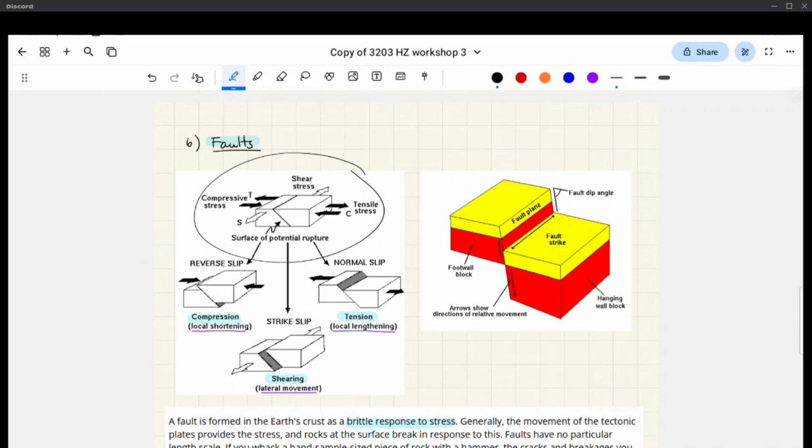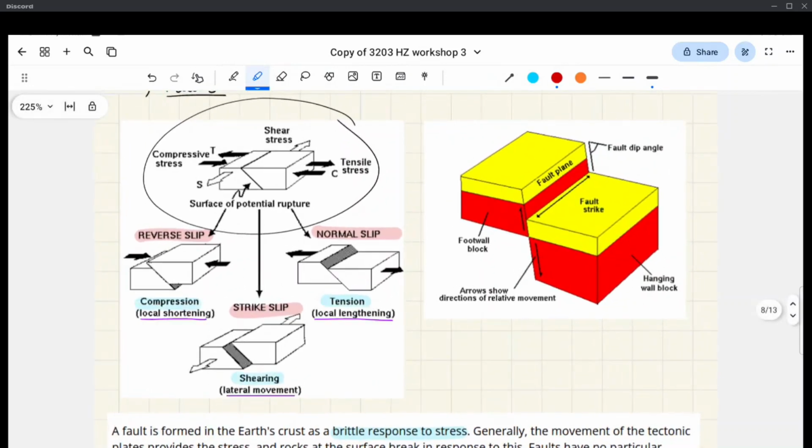So you have your reverse, normal, and strike. Your normal case is tension, with a piece of rock on either end of the fault being pulled apart. This is also called local lengthening, because if you visualize this diagram here, it lengthens the rock horizontally, right?